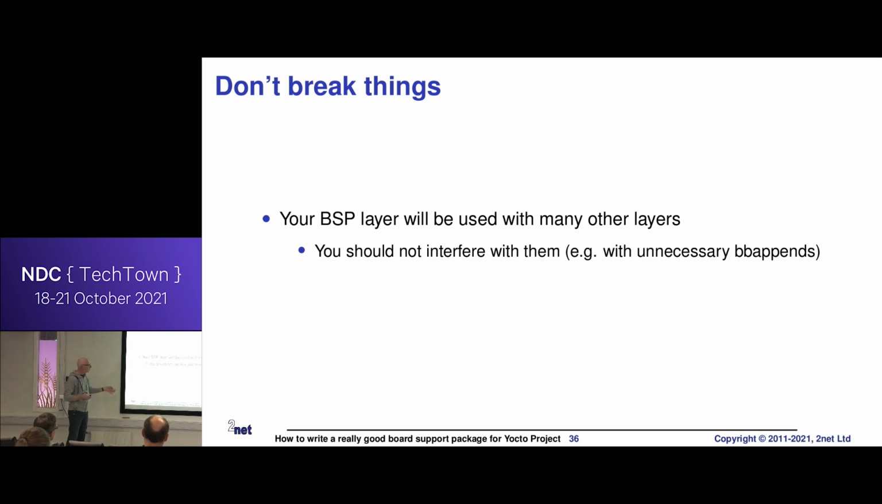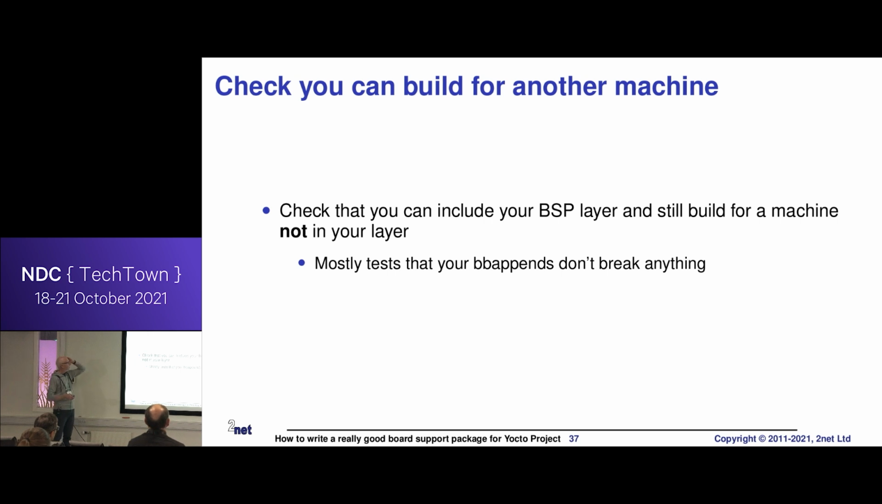So if you are creating a BSP layer, it's worthwhile just seeing what happens if you add that BSP layer in your bblayers.conf file, but don't use it, actually select a different machine. It should still build. That's logically consistent, but quite often it doesn't. And usually the problem is with these bbappends. If you have a BSP layer with a whole bunch of bbappends, which then interfere with other recipes that you may be using in other layers, the whole thing blows up.